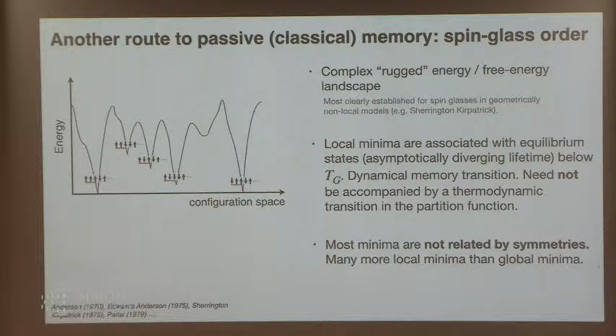And what makes this a glass is that these minima are associated with equilibrium states, and they have an asymptotically diverging lifetime below some glass transition temperature, which I'm going to call Tg. In particular, this means if I start in some state in this well, and I start doing something like local Glauber dynamics, I'm going to remain in the vicinity of this state, trapped in this well for some diverging amount of time, as long as my dynamics are done at a temperature below Tg.